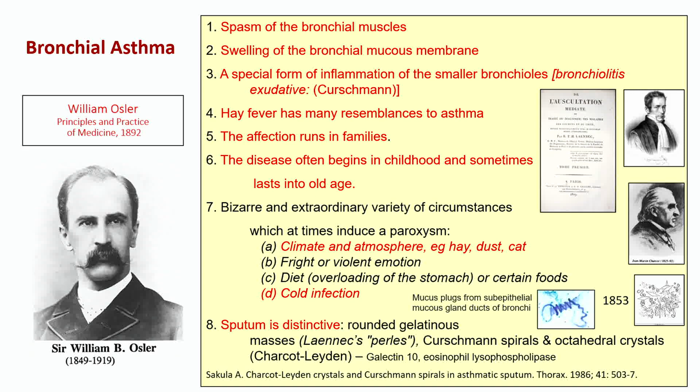The next step in all of this really came when William Osler, who was one of the founders of the Johns Hopkins Medical School in Baltimore, came over to England as the professor of medicine at Oxford. And during that time, in 1892, he wrote his first textbook of medicine called The Principles and Practice of Medicine. And if you look up asthma in the 1892 version of that, you'll see these sort of descriptions here.